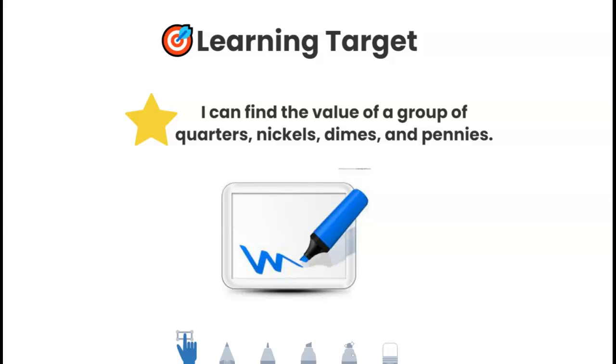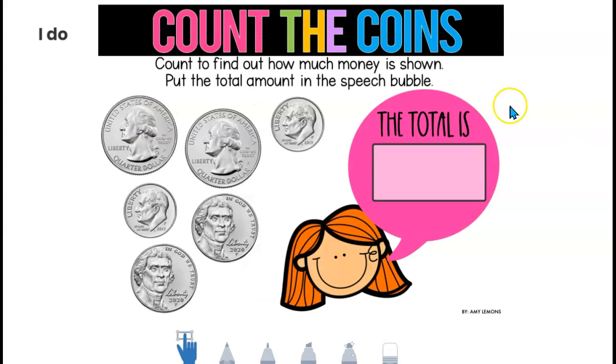Today's learning target is I can find the value of a group of quarters, nickels, dimes, and pennies. For this activity, you will just need a whiteboard and a marker. Let's take a look. So we are going to count to find how much money is shown. Put the total amount in the speech bubble.